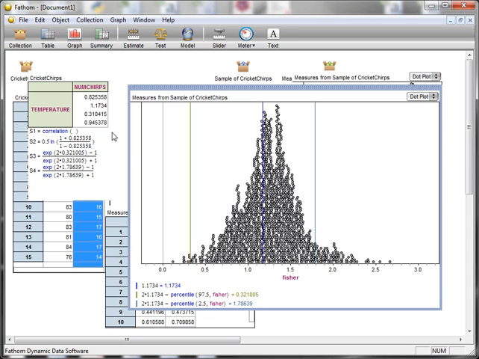Fisher transformation. So this is how you use the Fisher transformation to generate, through randomization techniques, a confidence interval for a true correlation coefficient when the sample size is small and the sample correlation coefficient is quite large.